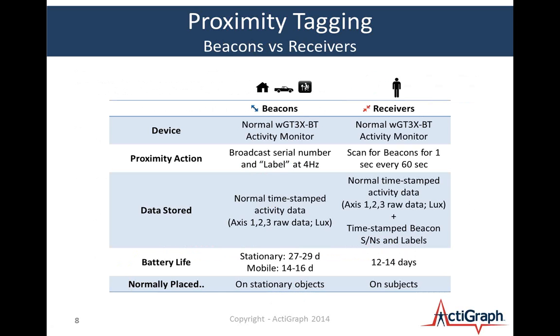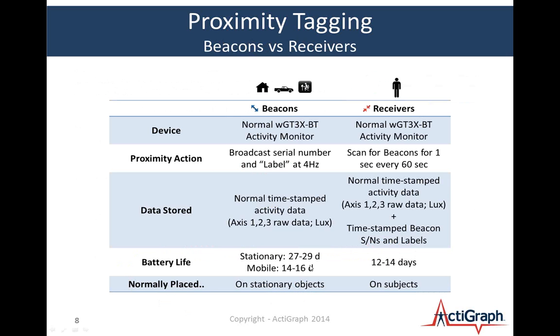The data stored on a beacon is the same as it is on a receiver or any normal activity device. We record time-stamped activity data, that is axis 1, 2, and 3 raw accelerometry data, as well as ambient light. But the receiver devices also store the time-stamped beacon serial numbers that were detected within its proximity. And so that begs the question, can you wear a beacon as a subject? Can you put a beacon on a mobile object? You can. Just be aware that it will continue to collect data as a normal activity monitor, but it will not contain the timestamp data. Only the receivers will contain that information.